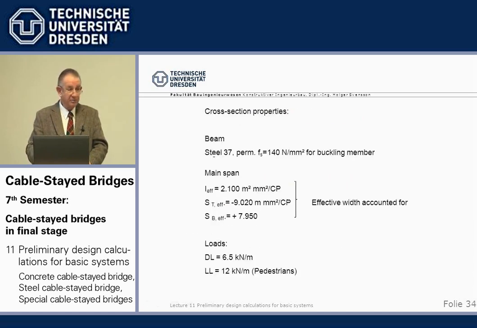Now, again, we need, of course, cross-section properties and loads. We use here steel 37 with a permissible stress, and we have beam stiffness and section moduli. You remember section moduli with the effective widths, and we have only live loads. Pedestrian uniformly distributed UDL live load, which makes our life a little easier. That's why I've chosen a pedestrian bridge, no concentrated loads. And of course we have a dead load.